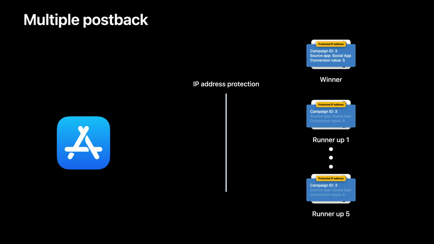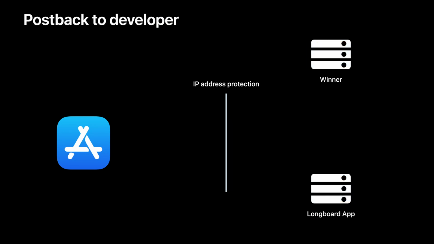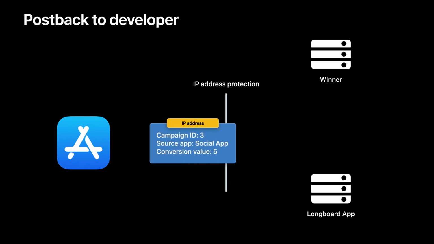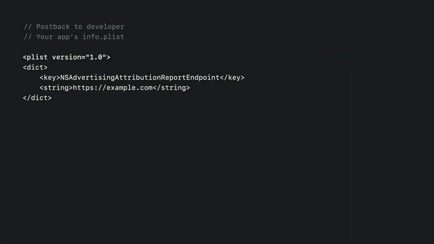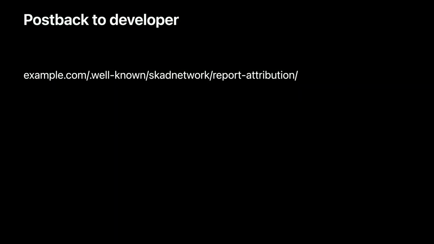Also new in SKAdNetwork is the postback to developer, where the winning postback gets reported to the advertised app. In order to utilize the postback to developer feature, your app will have to specify the developer reporting site in your info.plist. This uses the same NSAdvertisingAttributionReportEndpoint key necessary for PCM app-to-web reporting. Just like with PCM, the registrable domain from the URL specified in the plist will be used to form the well-known location where the postbacks will be sent.